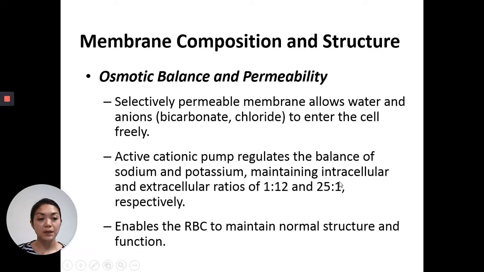While for potassium, the intra to extracellular ratio is 25:1. Almost twice the amount of sodium, and it is found inside the cell. So our ratios must be maintained. That's why we need an electrochemical gradient maintained by the sodium-potassium ATPase pump. That requires, again, energy.